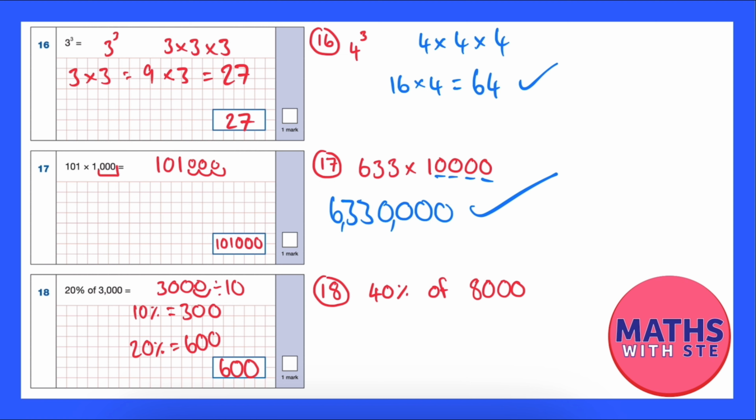40% of 8,000. Well, I can do 8,000 divided by 10, and that will give me, take away a 0 there, it'll give me 800. And then to get from 10% to 40%, I'm going to need to times it by 4. So 800 times 4 will give me 8, 16, 24, 32. So 32, and then just stick on those zeros at the end. So 3,200. Okay, let's do some more.